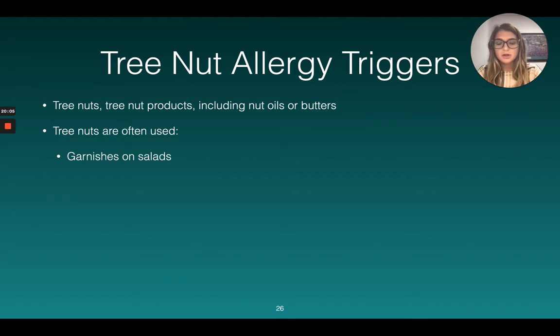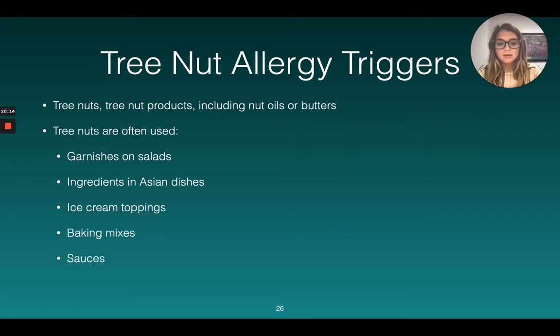So often nuts are used as garnishes on salads, ingredients in a lot of Asian dishes, ice cream toppings, baking mixes, sauces, and desserts and baked goods. So again, if someone does have an allergy to tree nuts, it is very important that the food components they are consuming are looked out for, and to make sure that these components are not served to a resident or that they are omitted from that dish specifically.